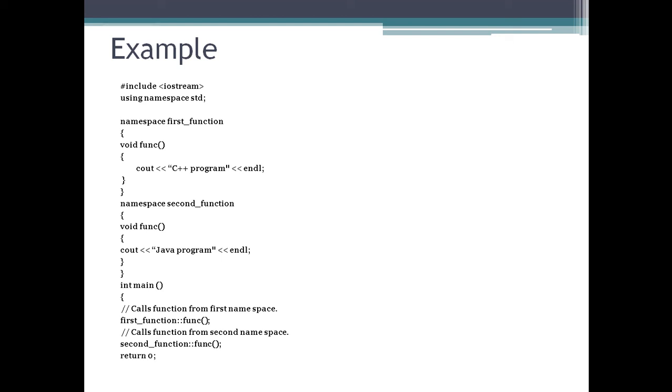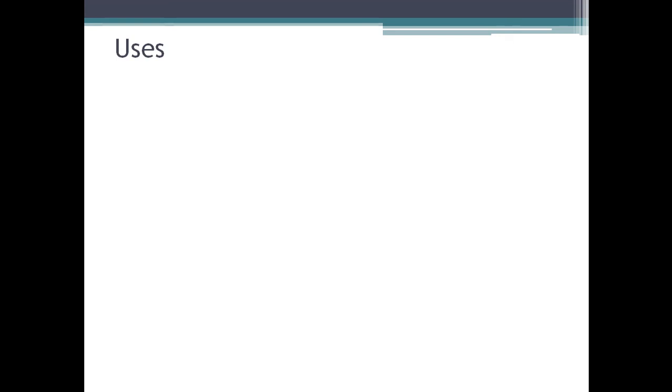And afterwards, with that logic, the output is going to be generated: C++ program followed by Java program, right? So this is where exactly we are using the namespace concept. In C++ it's a new feature, and this feature is not available in the C programming language. To avoid any namespace collision or any type of ambiguity, we are using the namespace concept.